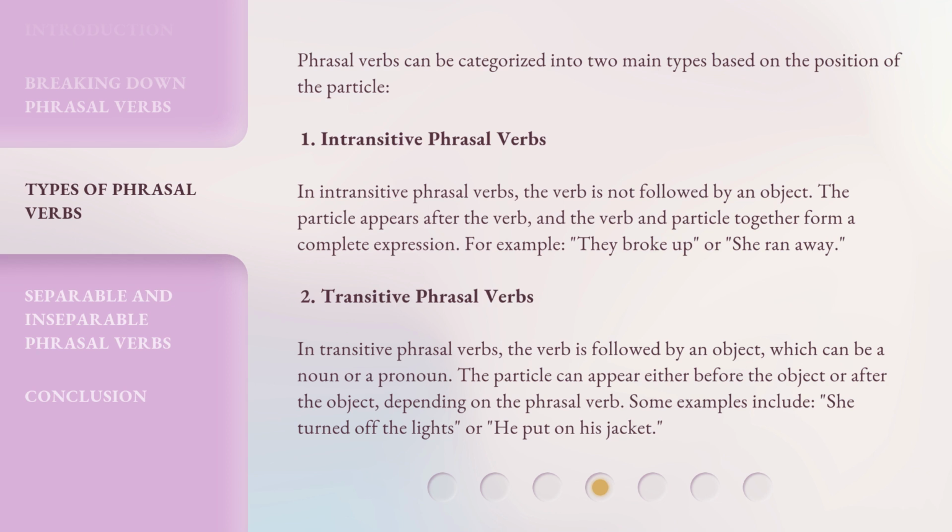2. Transitive phrasal verbs. In transitive phrasal verbs, the verb is followed by an object, which can be a noun or a pronoun. The particle can appear either before the object or after the object, depending on the phrasal verb. Some examples include, she turned off the lights, or he put on his jacket.